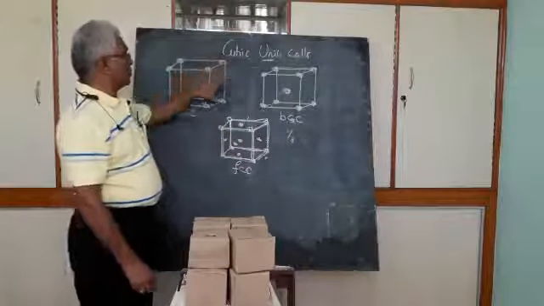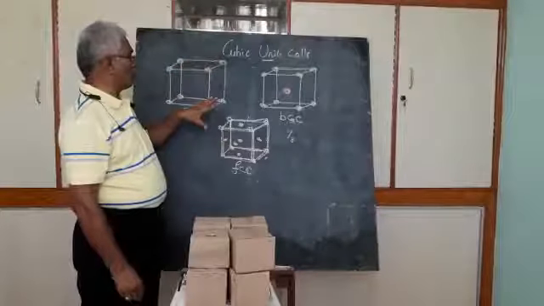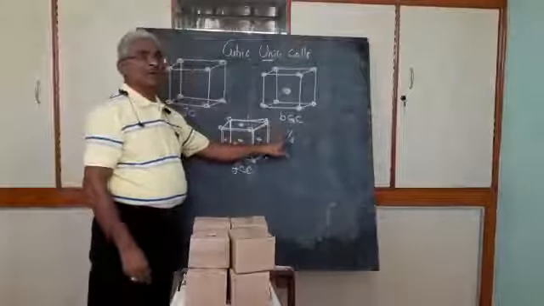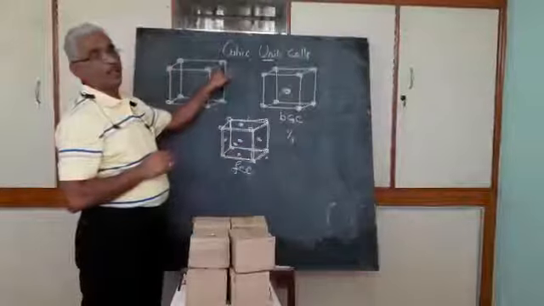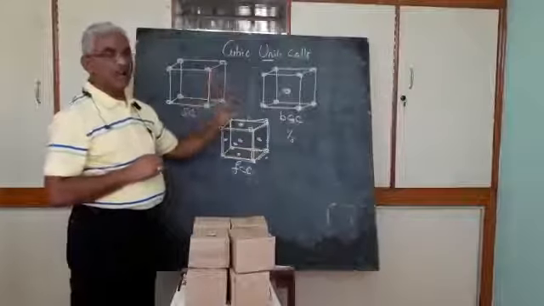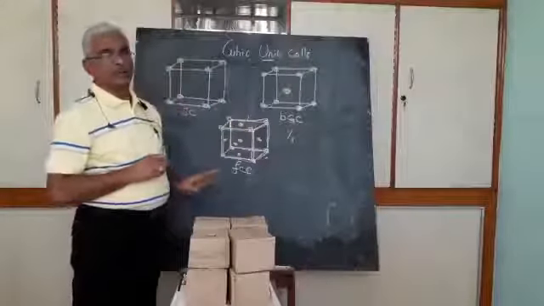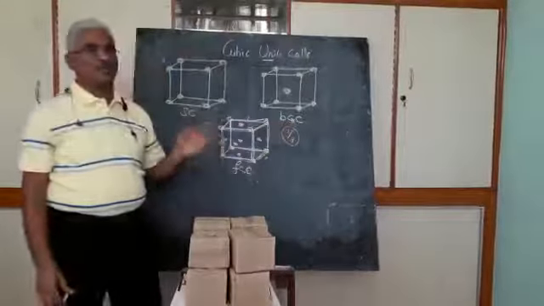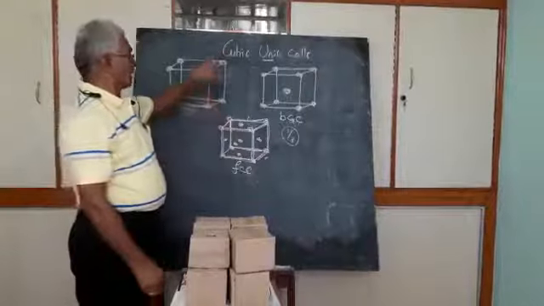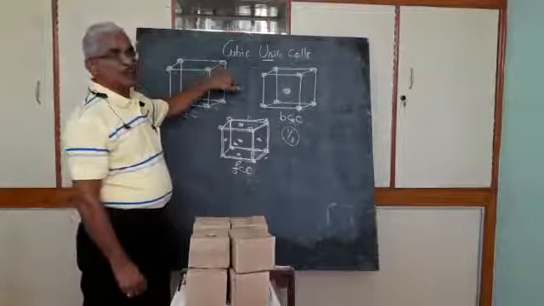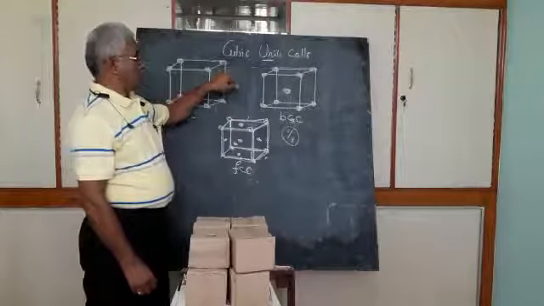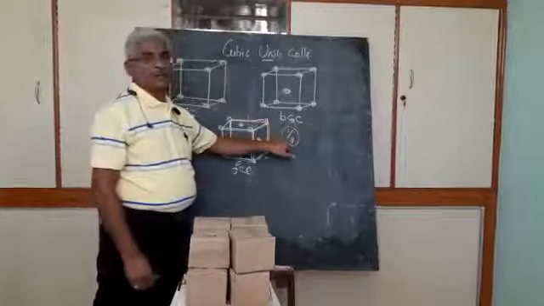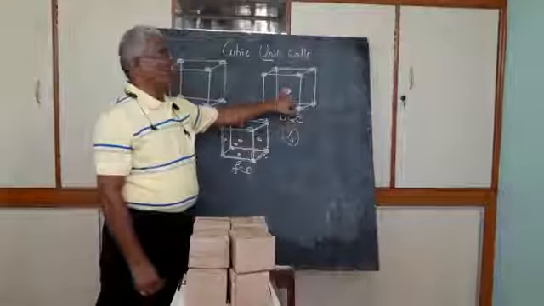So in the simple cubic, we have 1 by 8 portion of 1 atom only. So this is share of 1 atom in the simple cubic. So this is going to be used later for the calculation. So a corner atom in the simple cubic unit cell is shared only by 1 by 8. So next, coming to the body centered atom.